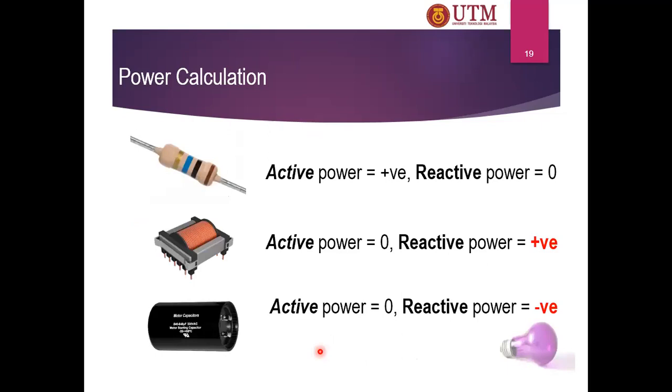Okay, so for the summary on the power calculation, if your circuit contains only a resistor, your circuit will have active power, positive active power, with zero reactive power. But if your circuit contains an inductor, the active power, which is P, is zero, but your reactive power Q will become positive. And if the circuit is a capacitor, same, the active power is also zero, but the Q is negative.